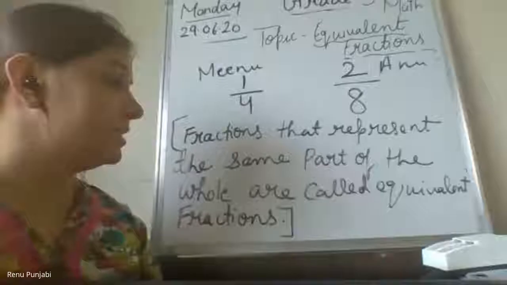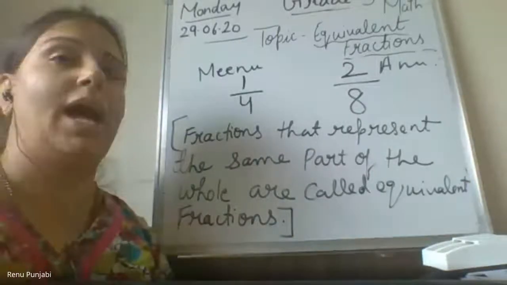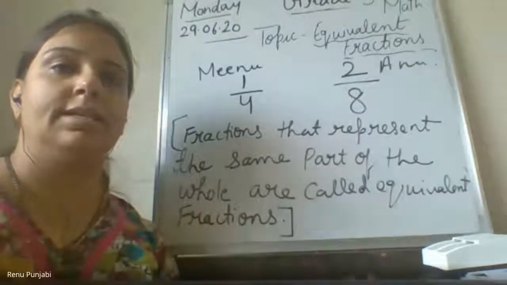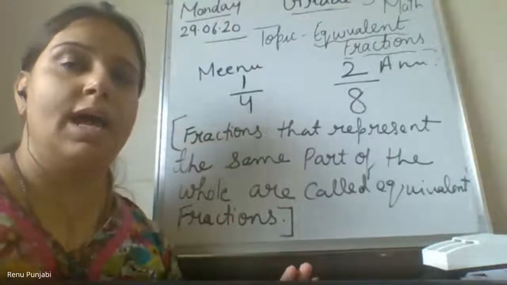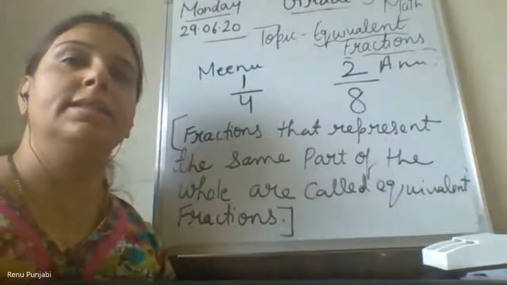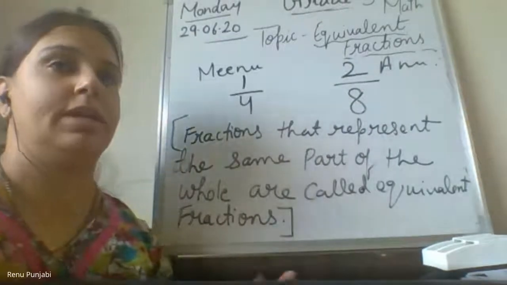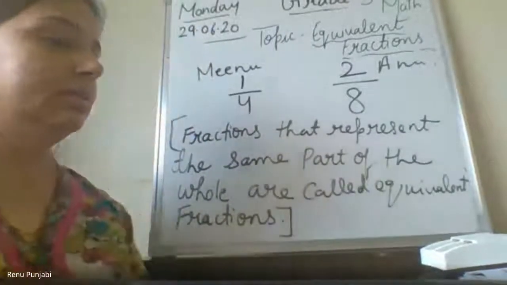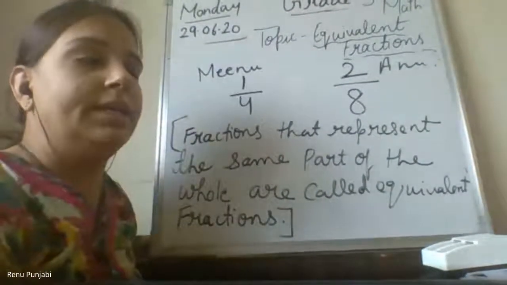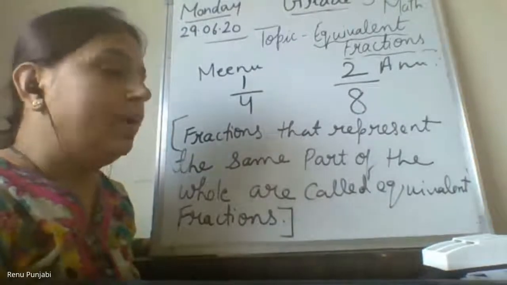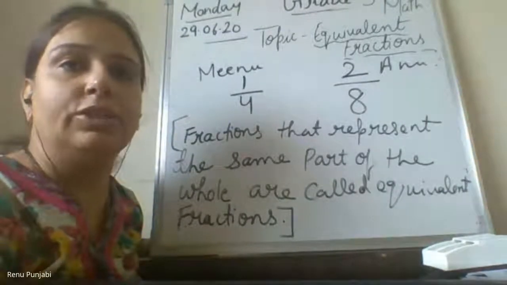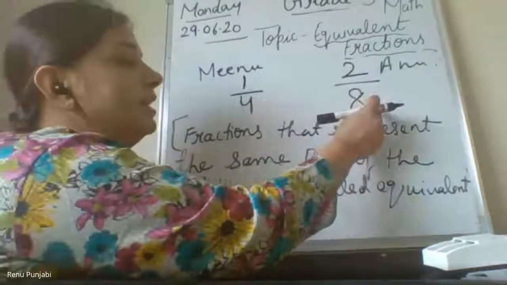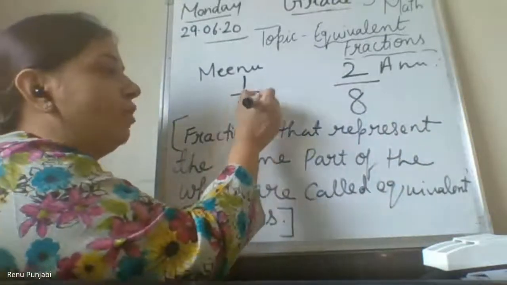Fractions that represent the same part of the whole are called equivalent fractions. Means, as I said in the beginning, the first pizza is showing the same part, and the other pizza which Anu ate is also showing the same. Now I will tell you how we can get the equivalent fraction. To get the equivalent fraction, multiply the numerator and the denominator with the same number. As I said, here it is 8. So we multiply 4 into 2 to get 8.